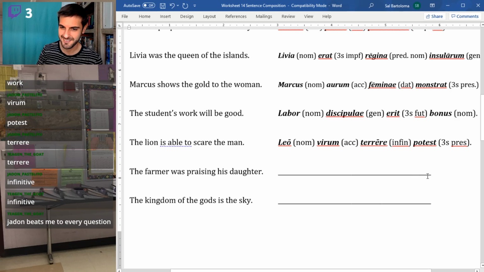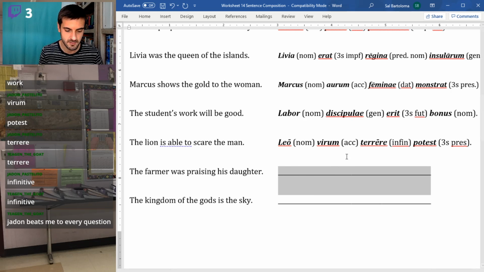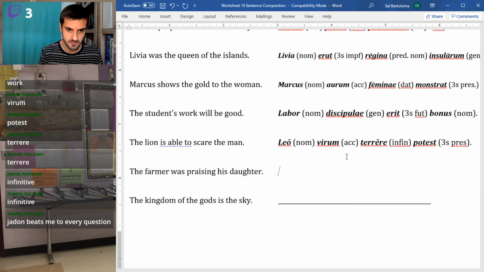That's okay. The farmer was praising his daughter, so we have our farmer here as our subject. Agricola, right, in the nominative. Where did the underlining come from? There we go. What do we think? I'll leave you guys to it.